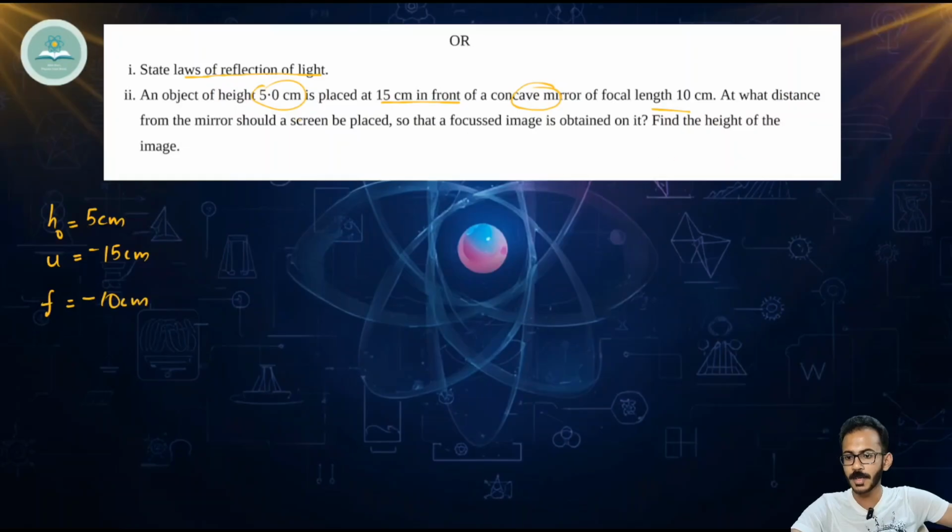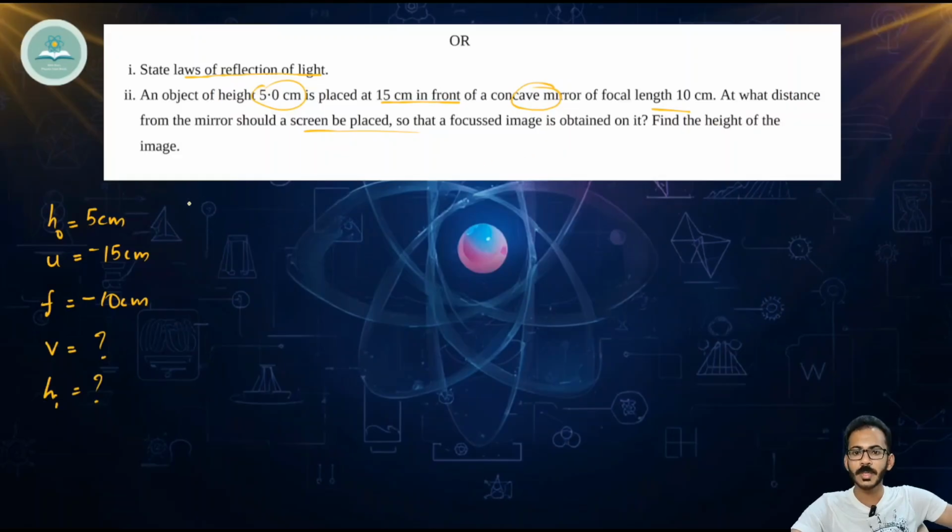At what distance from the mirror should a screen be placed so that the focused image is obtained? Indirectly, they are asking us the image distance. Find the height of the image. We should find out the height of the image as well. So here it is concave mirror.